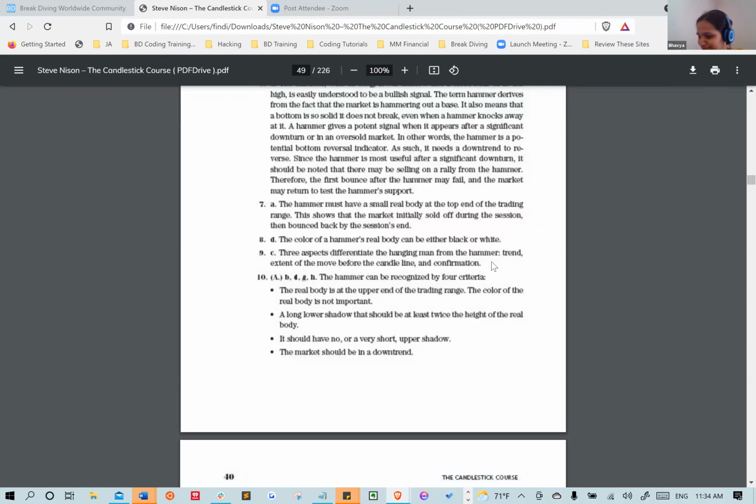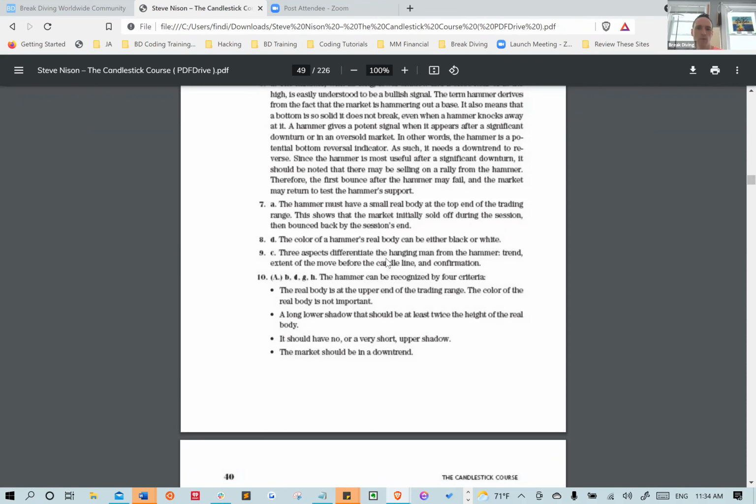Yep. So a hammer is bullish, no confirmation needed. Hanging man equals bearish, confirmation needed. Yes. Confirmation needed. Okay. And it says extent of the move before the candle line.